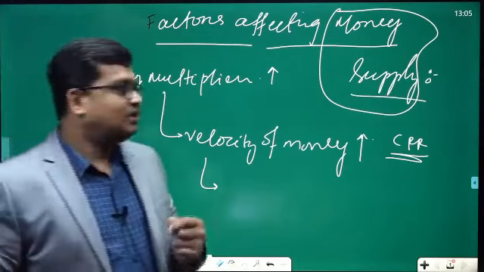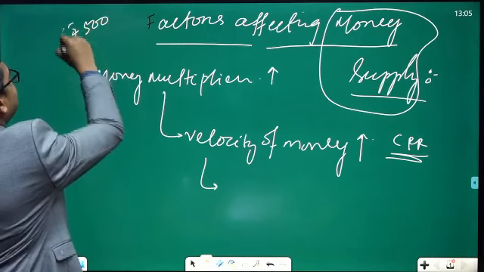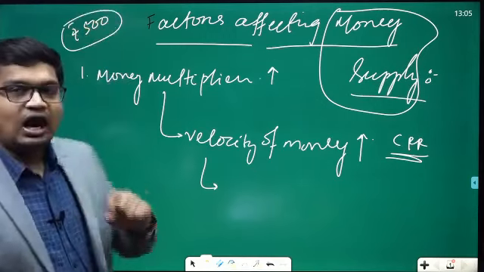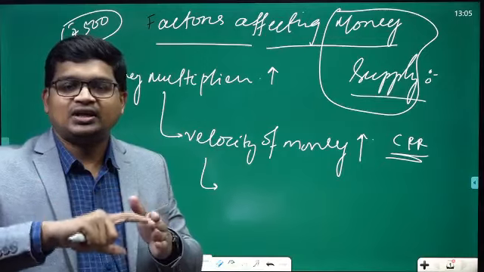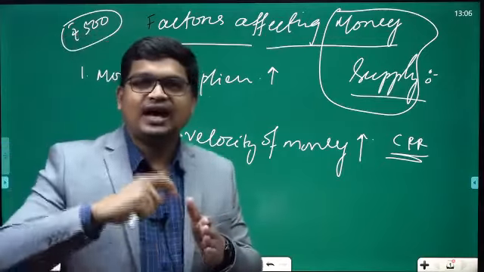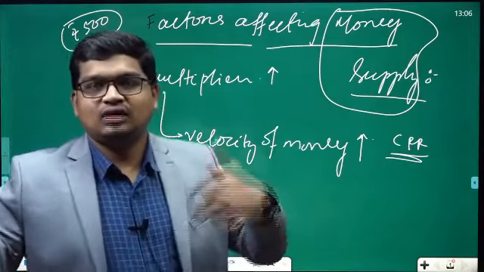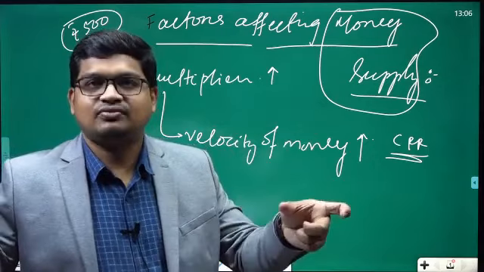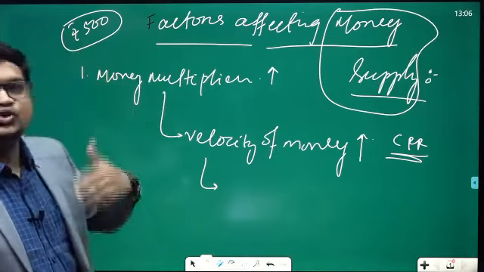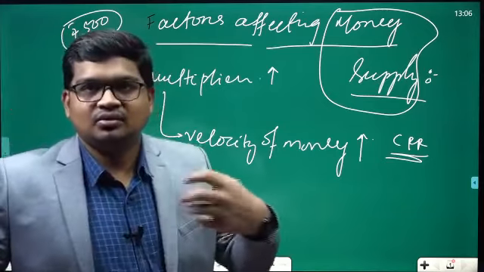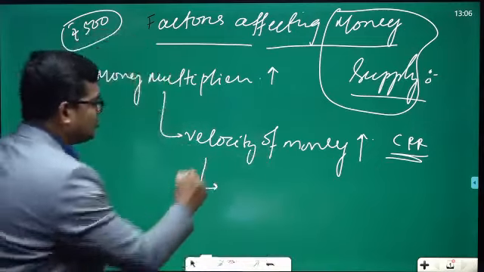Simply, I am giving you one example. If a 500 rupee note changes hands in a particular period of time, or how many hands that 500 rupees changes over a period of time, or by how many consumers this 500 rupees has been used in a particular period of time, that is known as your velocity of money.